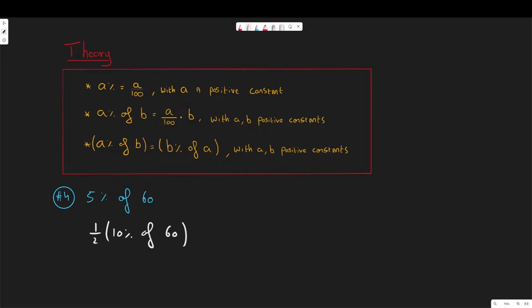And now 10% of 60, as we said before, 10% out of 60 is just dividing by 10, and 60 divided by 10 is just 6, and 1/2 times 6 is 3. So 3 is our answer, like that.